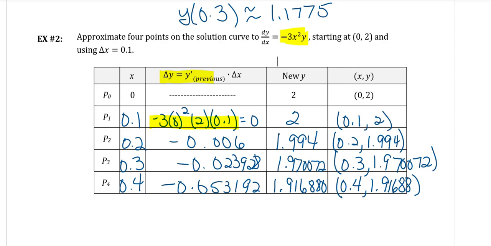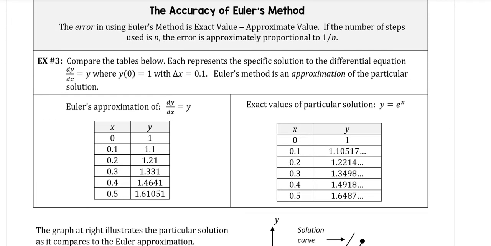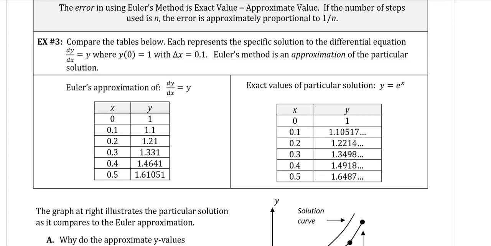Okay, moving on. How accurate is Euler's method? So the error in using Euler's method is just like you do for any other error analysis. You're going to take the exact value minus the approximate value. So if the number of steps used is n, the approximate error is proportional to 1 over n. So what we're doing here is we're comparing the tables below. Each represents a specific solution to a differential equation.